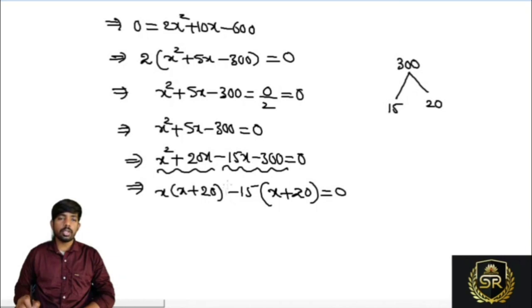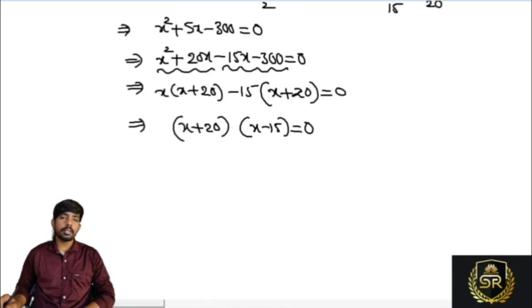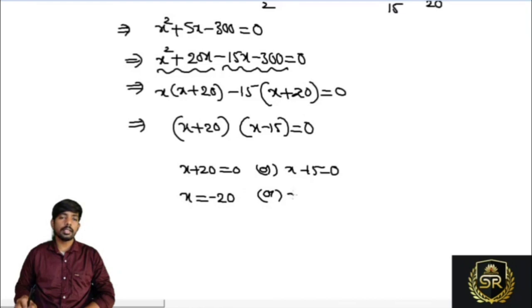If I take minus common, in place of minus I can get plus. So from here x plus 20 is the same, take common x plus 20, and x minus 15 equals to 0. So we have 2 factors equals to 0, means what? Either one factor equals 0 or the other factor equals 0, right? So x is equals to minus 20 or x is equals to 15. Therefore here speeds can't be negative, so we are rejecting this and we are considering this one.